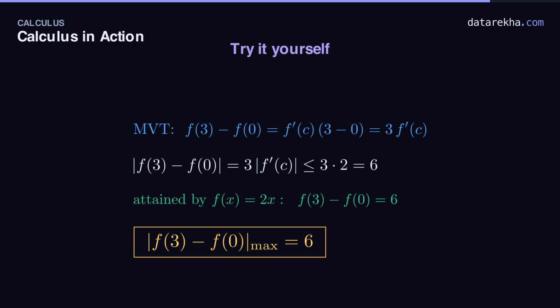Notice the contrast with problem 5. There, a squared bound crushed the difference to 0. Here, a plain slope bound leaves real room, up to 6. If you saw that, you're thinking like a problem solver.